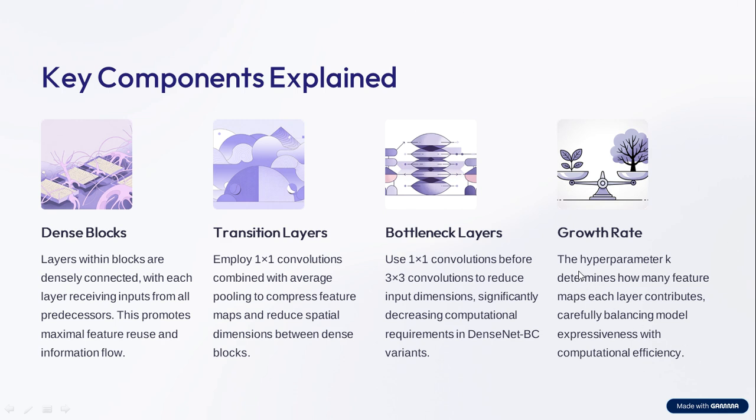And growth rate, the very important hyperparameter, helps to determine how many feature maps each layer contributes, and also helps to balance the model expressiveness with computation efficiency. So the hyperparameter k is very important when it comes to the concept of DenseNet.